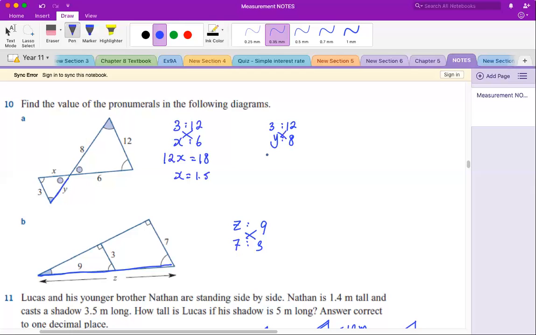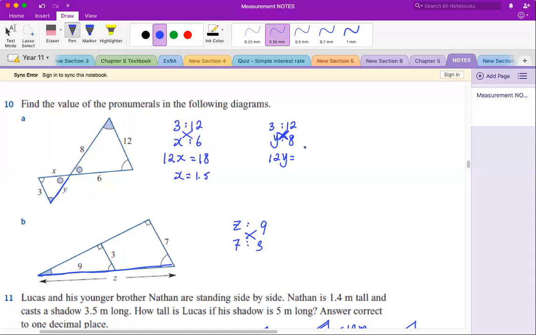And 8 times 12 is... Cross multiply. 3y equals 12y. Yeah, 12y. 12y equals 96. No, it's 3 times 8. 24. 3 times 8.